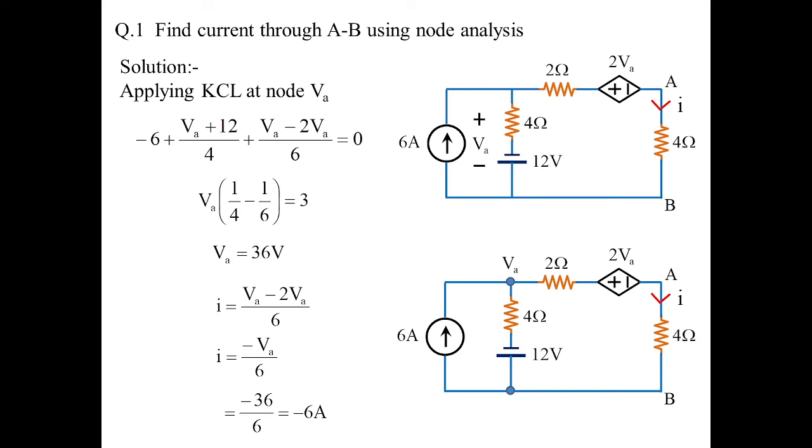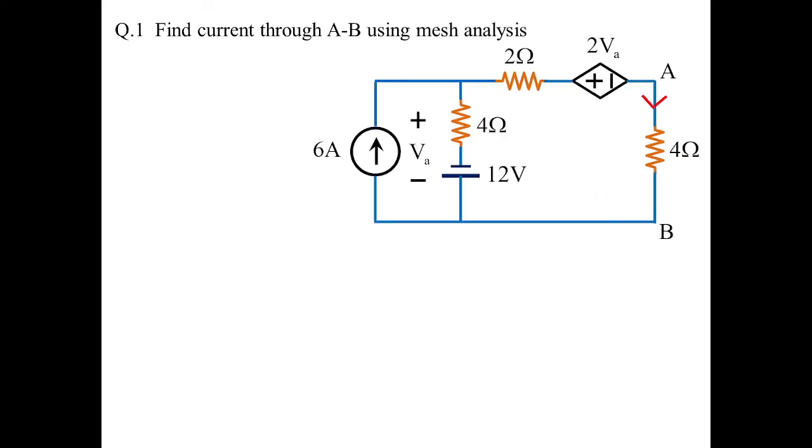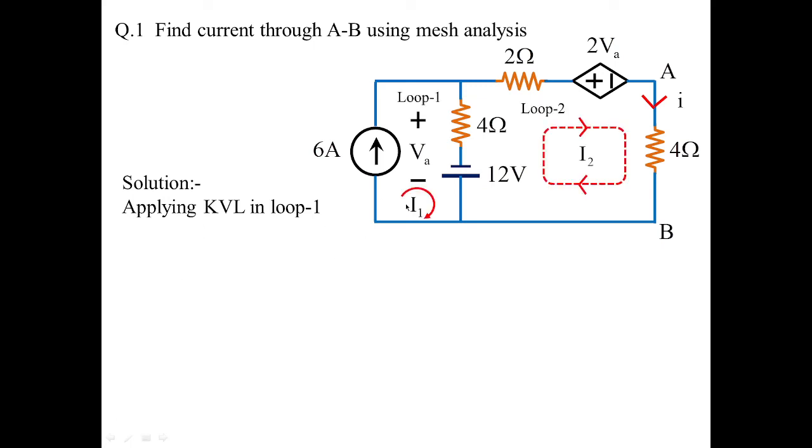One more method we have, that is mesh analysis. Let us also follow this mesh analysis to obtain the answer, and we'll come to a conclusion that whatever the method we employ, we are supposed to get the same result at the end. So we are going to apply KVL in loop 1 and loop 2. When you apply KVL in loop 1, you are going to get VA plus 4 I2 is equal to 12. This is applying KVL into loop 1.